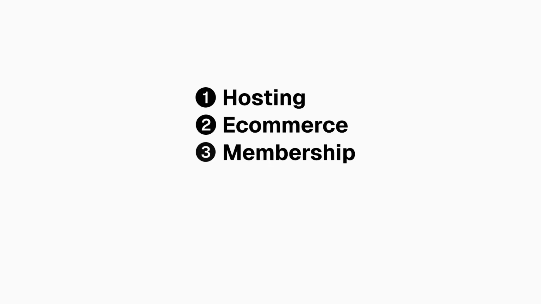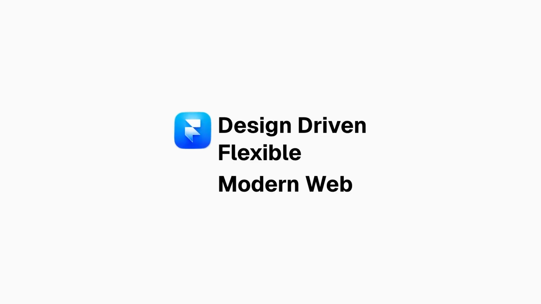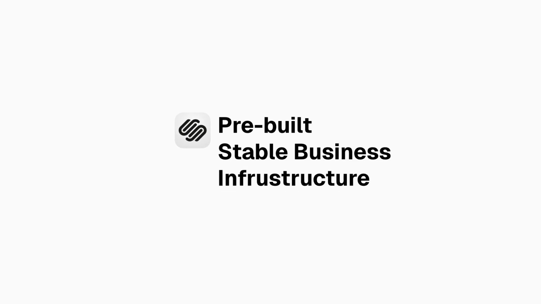Squarespace, on the other hand, is an all-in-one solution. It's built on structured templates, a modular editing system, and a fully integrated backend that handles hosting, e-commerce, membership, email marketing, scheduling, like the whole system. So from the start, Framer: design-driven, flexible, modern web. Squarespace: pre-built, stable business infrastructure.